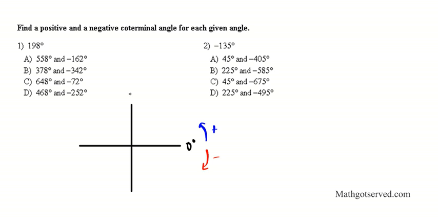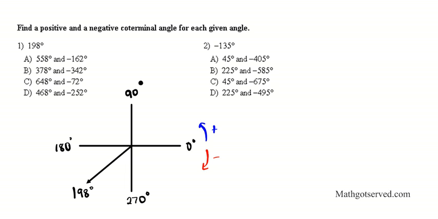One quarter of a circle is 90 degrees, and then half a circle is 180, and then three quarters of a circle is 270. We can stop here because 198 is going to be somewhere in quadrant 3, okay? So the terminal side for 198 is going to be somewhere here. So there is 198 degrees right here.